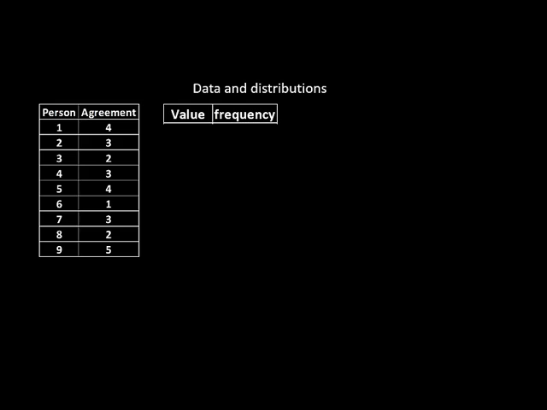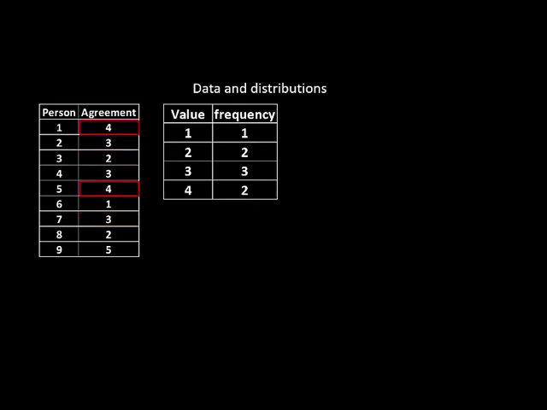So how many ones are there in the data? So now we're talking about agreement, right? We're not talking about person, just agreement. How many ones are there in agreement? Well, I'm sure you can see that there's just one. How many twos? Well, you can see that there are two values 2 there. And how many threes? Well, there are 3 threes. How many 4s are there? 2 4s. And how many 5s are there? There's just 1 5 in the whole data set.